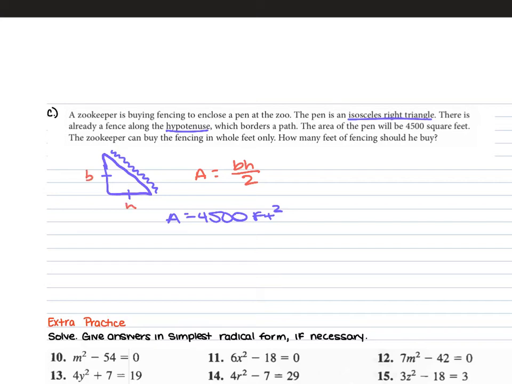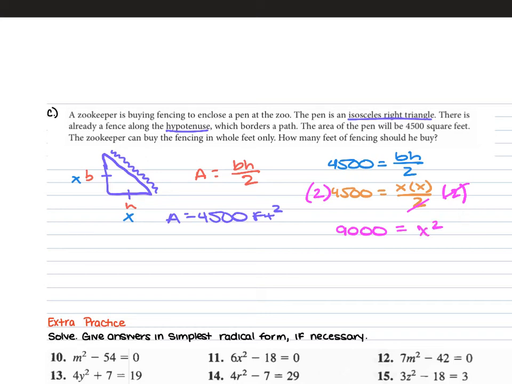Here, your base and your height are the same amounts because it's an isosceles triangle, which means your two side lengths are the same. So with this, we can set the 4,500 equal to our base times our height divided by 2. The base times the height is the same number here. So this is the same exact thing as 4,500 is equal to x times x over 2. To get rid of that 2 in the denominator, we can just multiply each side by 2. We would get 9,000 is equal to x times x, which is x squared. So then take the square root of both sides, and x is equal to 300.